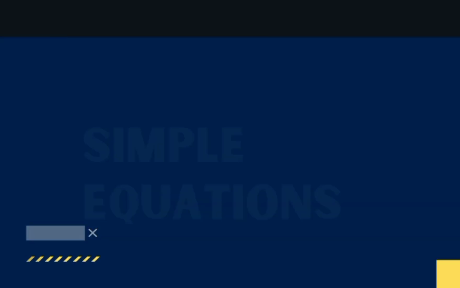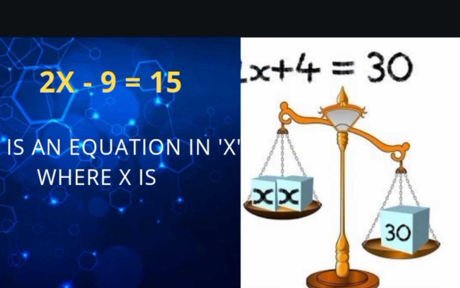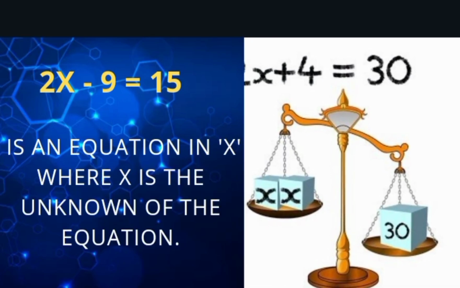Now, an equation is basically an algebraic term or expression with an unknown. Looking at what we have here, for example, 2x minus 9 is equal to 15. So x in this equation is the variable, or in this case, we call it the unknown. So the equation up here is an equation in which x is the unknown for this particular equation.